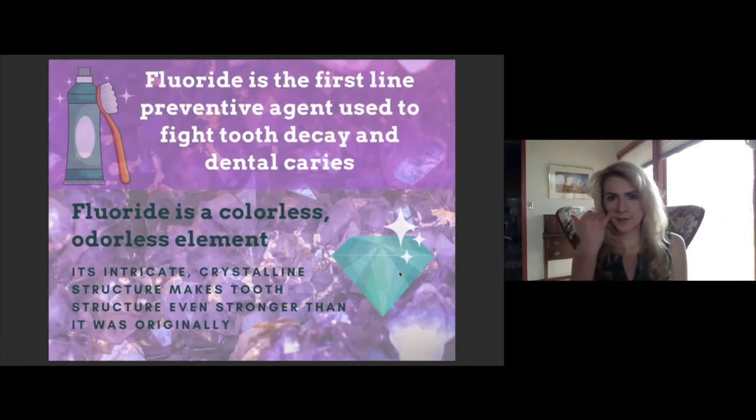So fluoride is the first-line preventive agent used to fight tooth decay and dental caries. Why? Well, what exactly is it? It's a colorless, odorless element, and its intricate crystalline structure makes tooth structure even stronger than what it was originally. How does that happen? Well, we'll go into detail.